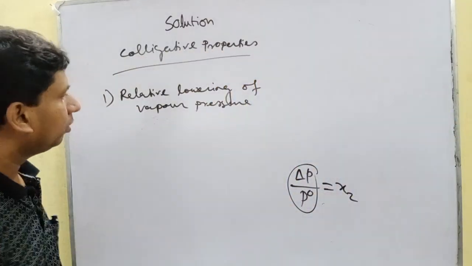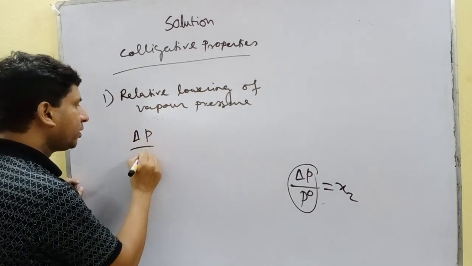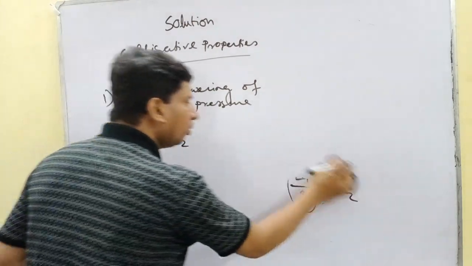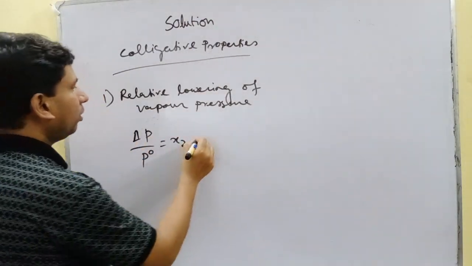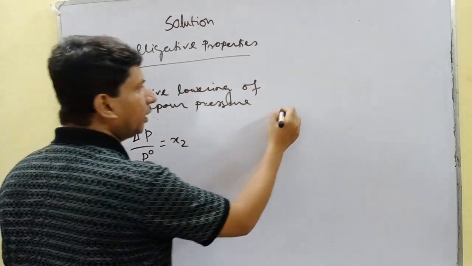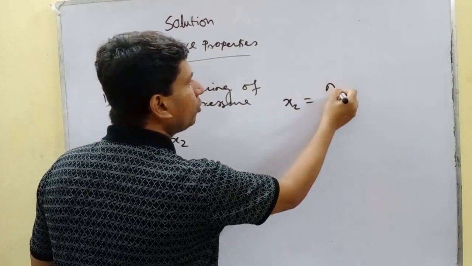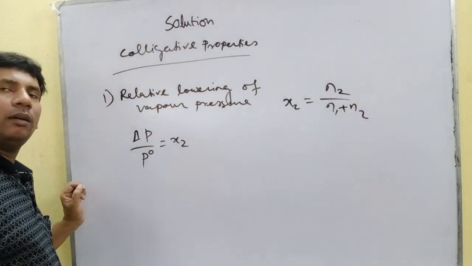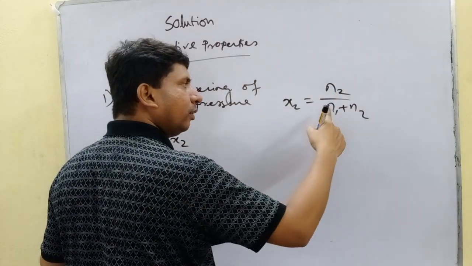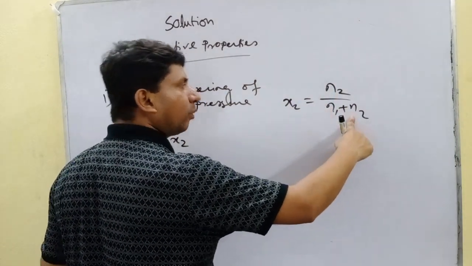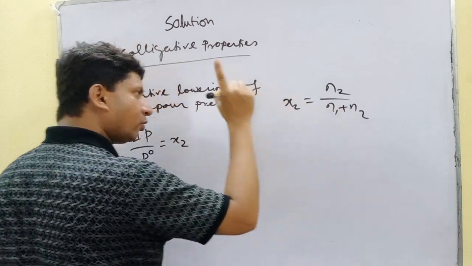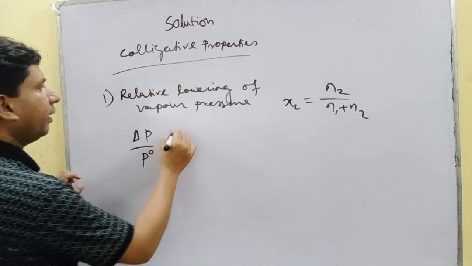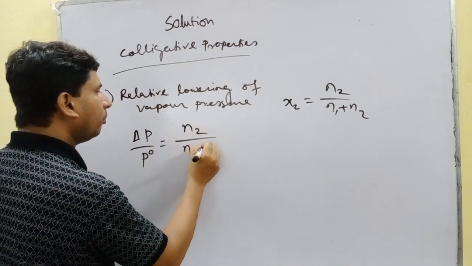Now, delta P by P0 equals x2, and x2 can be converted in this way: x2 equals n2 by n1 plus n2. What is this? n2 is the number of moles of solute, divided by the number of moles of solvent plus the number of moles of solute. So we can write x2 as n2 by n1 plus n2.